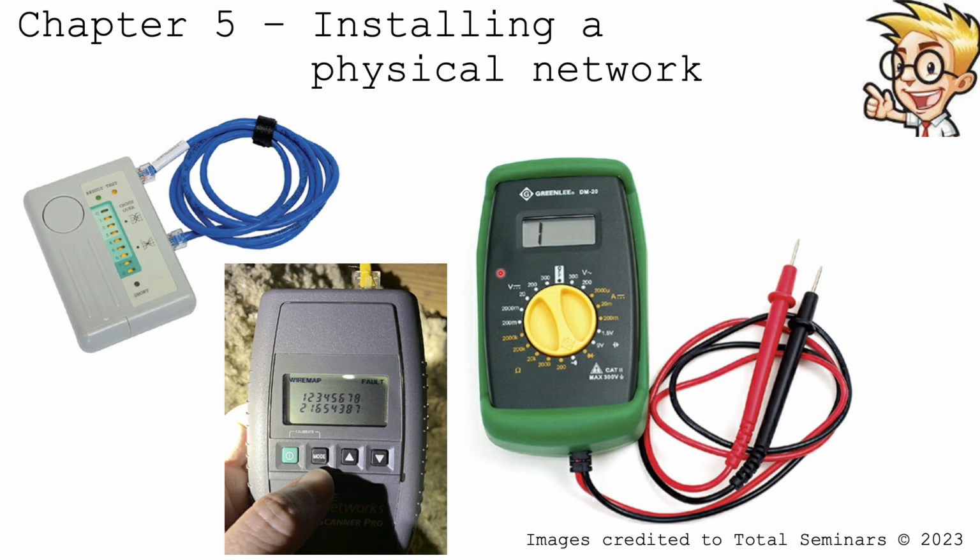Multimeters can read ohms. So if you have 0 ohms, that means there's good continuity. But if there's infinite ohms, it means there's no connection. So all of these three tools are quite important.